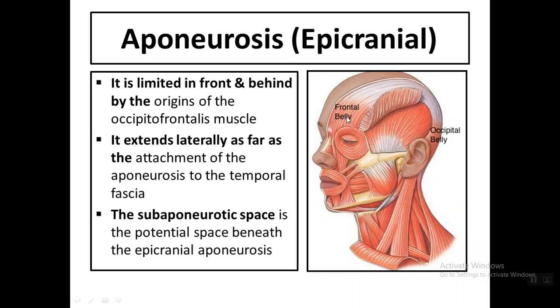There is a subaponeurotic space. ما تحت هذه aponeurosis there is a potential space. نسميها subaponeurotic space is the potential space beneath the epicranial aponeurosis. إذن هذه هي الطبقة الثالثة.